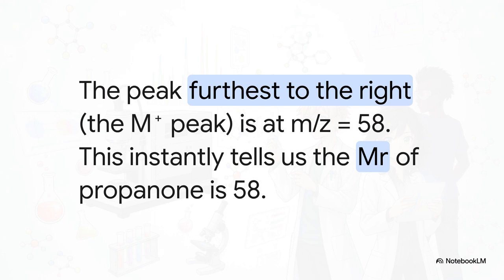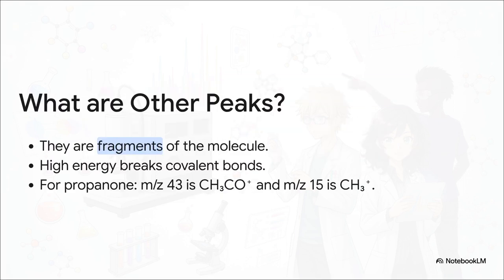Let's use propanone as an example. If you saw its spectrum, all you'd have to do is scan your eyes to the far right, find that last major peak, and look down at the number. Boom, it's 58. In literally 1 second, you have found the relative molecular mass of propanone. It's that powerful.